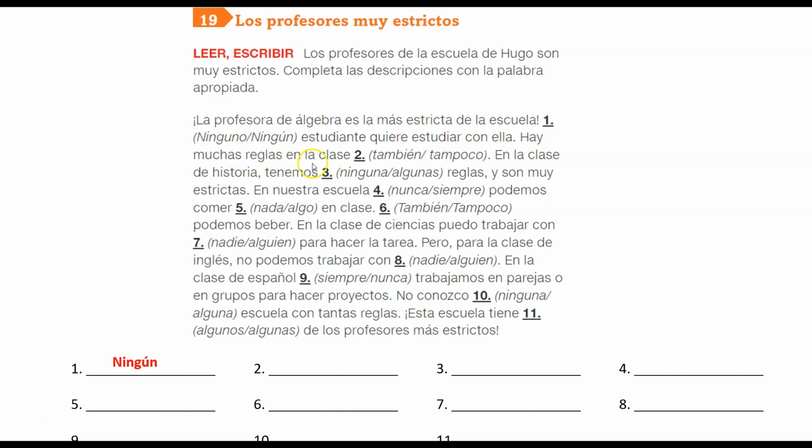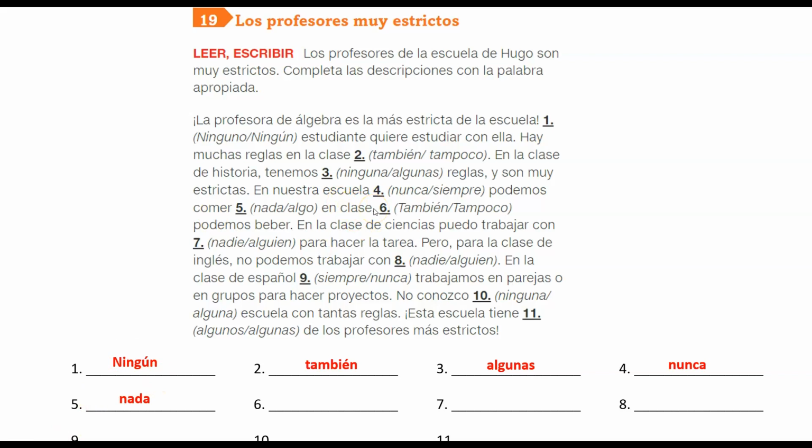Hay muchas reglas en la clase. There are many rules in the class. Blank. Is it also or neither? Also, también. En la clase de historia, in history class, tenemos blank reglas. We have no rules or some rules. We have some rules. Algunas reglas. Y son muy estrictas. And they're very strict. En nuestra escuela, blank podemos comer en clase. So it wants to say in our class, we can never eat anything in class. So pretty much we can never eat nothing. So it would be nunca podemos comer nada en clase.